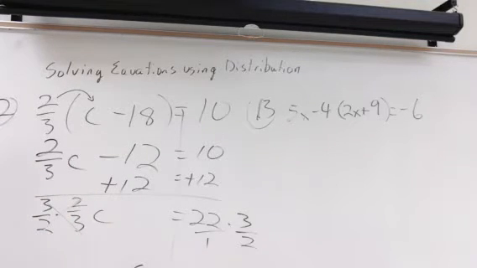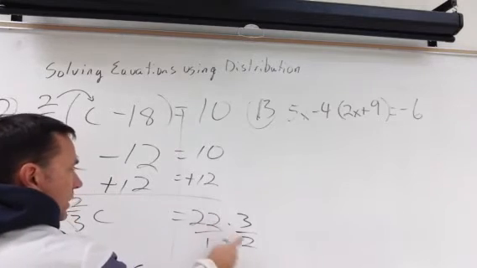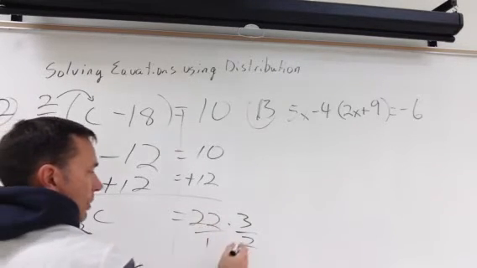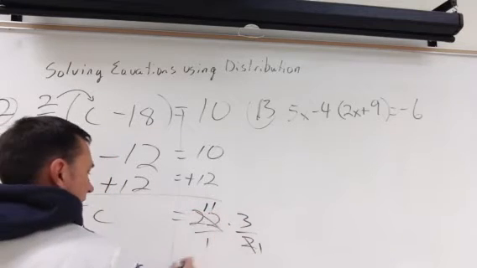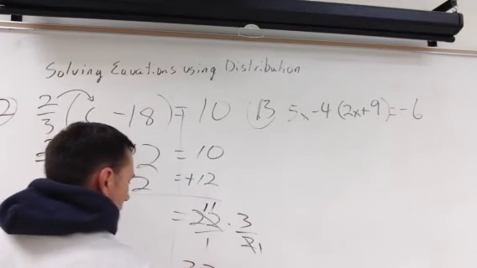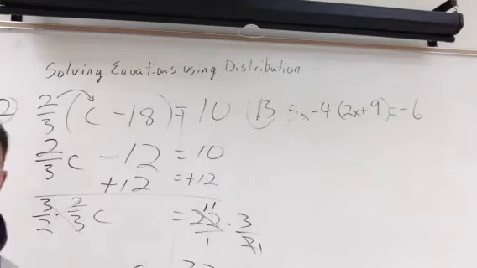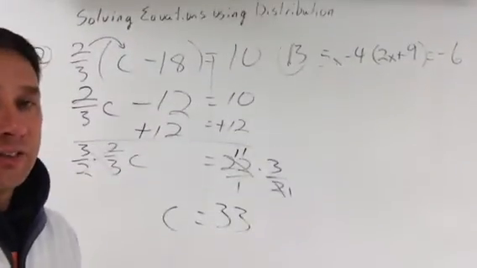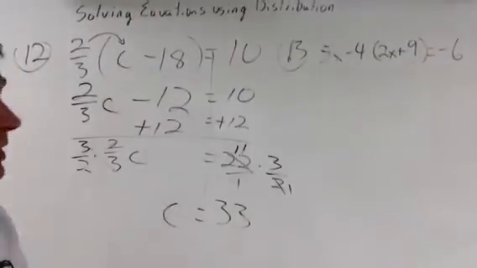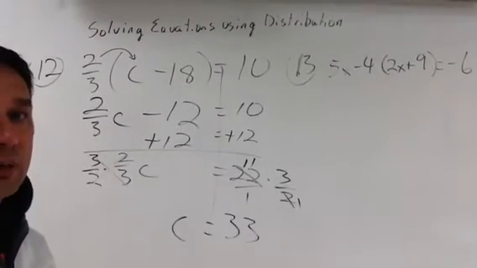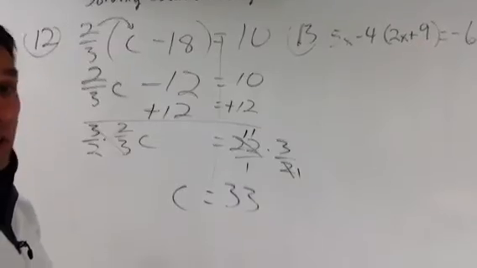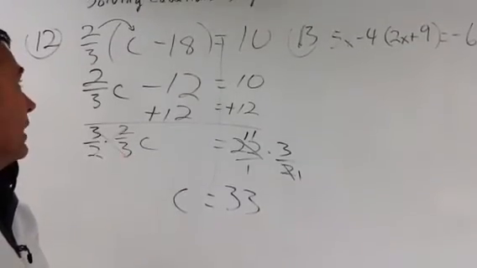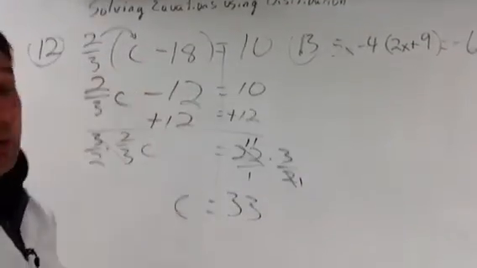When we reduce this fraction, I know that 2 and 22, there's a 2 that goes into both of them, and 22 divided by 2 is 11. 11 times 3 does equal 33. And that would be our final answer. And it would work once we substitute it in here to double check our work. Don't let the fraction scare you. Simply multiply the fraction by the reciprocal and multiply it to that number.